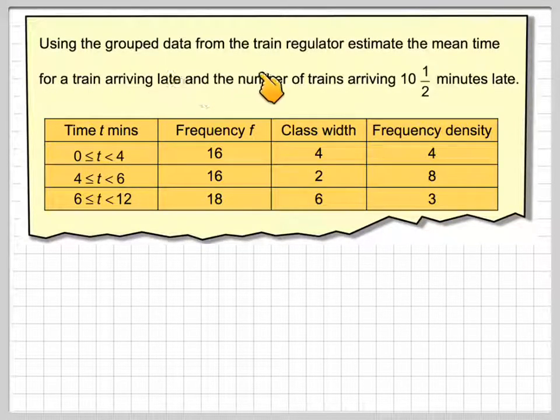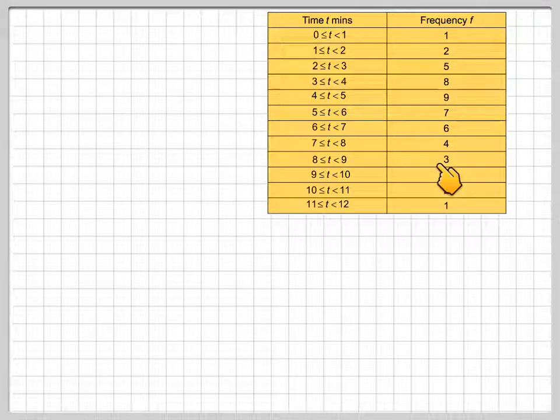Using the group data from the train regulator, estimate the mean time for a train arriving late and the number of trains arriving 10.5 minutes late. So here we have the time in minutes, the frequency, the class width and the frequency density, which we used to draw a histogram. This was the original data that this table came from.